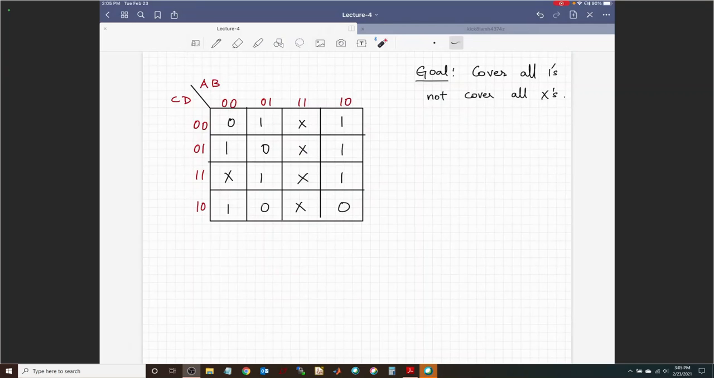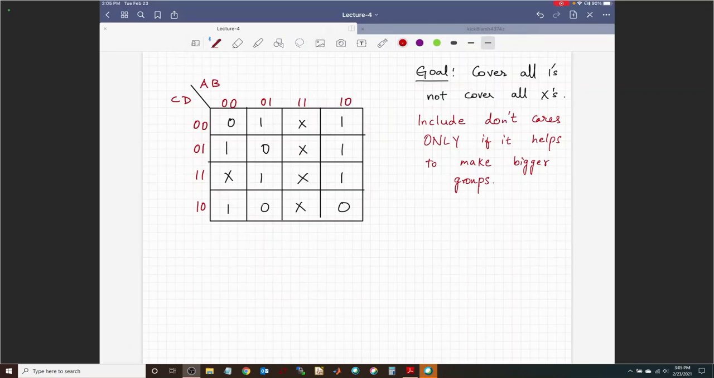Let me write that down over here. Include don't cares only if it helps to make bigger groups. But your goal is not to cover all the don't cares. Your goal is still only to cover all the ones, and that's for the SOP case.